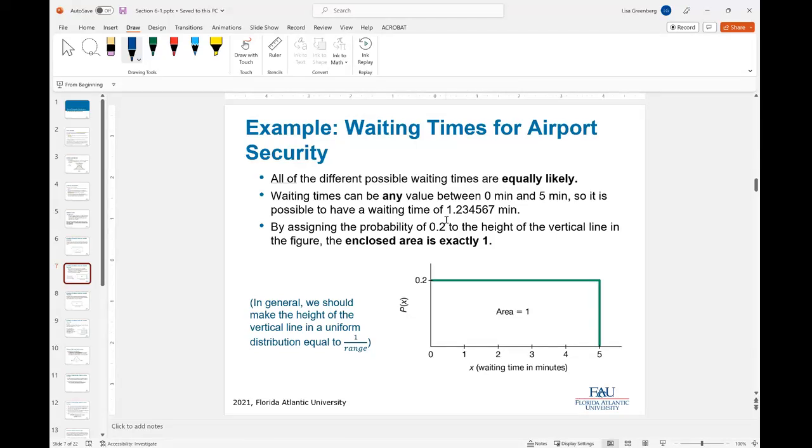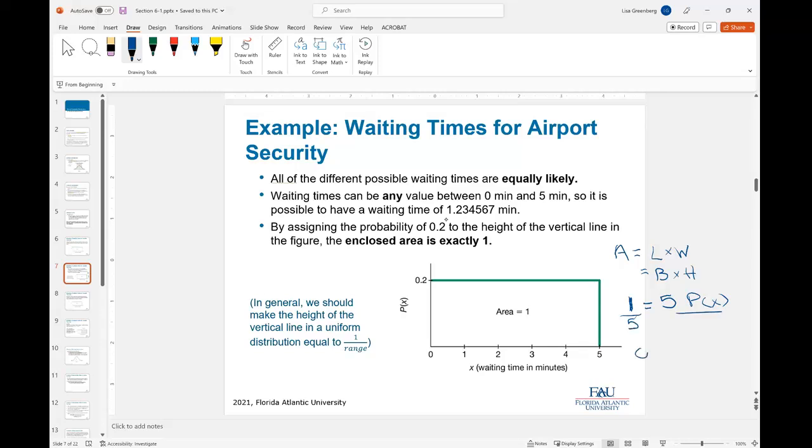By assigning the probability of 0.2 to the height of the vertical line in the figure, the enclosed area is exactly 1. So how would we find that? Remember, the area under a curve is equal to the length times width, or you could also say the base times the height, whichever way you like it. So if I know the area is always 1, and I know the base here is 5 because it's between 0 and 5 minutes, and we want to figure out what the probability is, we can divide both sides by 5.